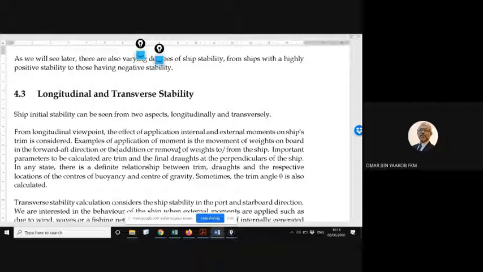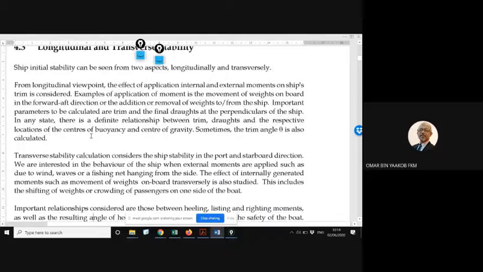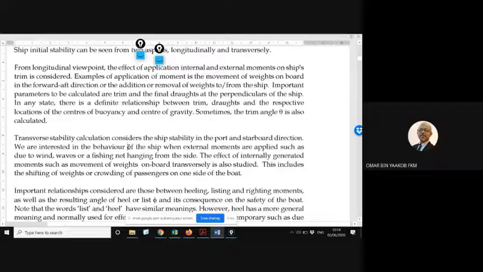If we look from that side, the ship is trimming. We see whether the ship is trimming aft or trimming forward. We calculate how much trim it is, what's the draft forward, what's the draft aft. That is the longitudinal viewpoint. But our concern in this particular chapter, and also in the next chapter, is transverse stability, because transverse stability affects the safety of the ship.